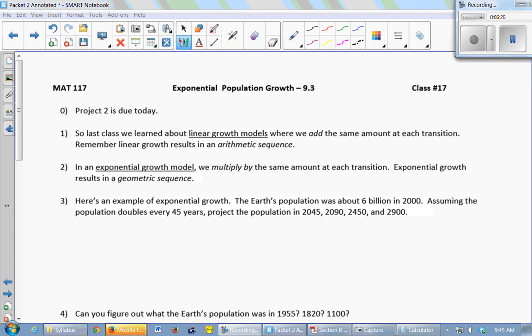So last class, we learned about linear growth models. A linear growth model is where you add the same amount at each transition. And remember, linear growth results in an arithmetic sequence. In an exponential growth model, you multiply by the same amount at each transition. And exponential growth results in a geometric sequence.